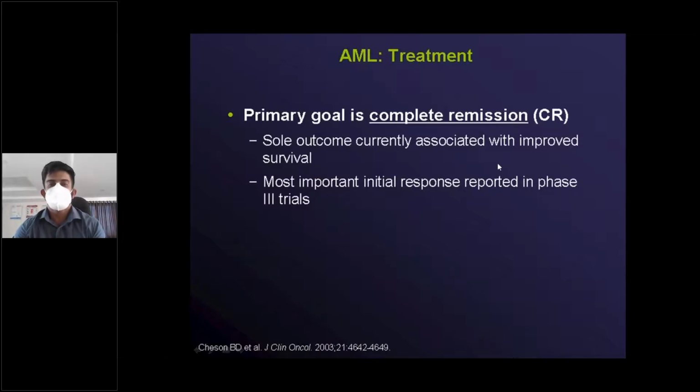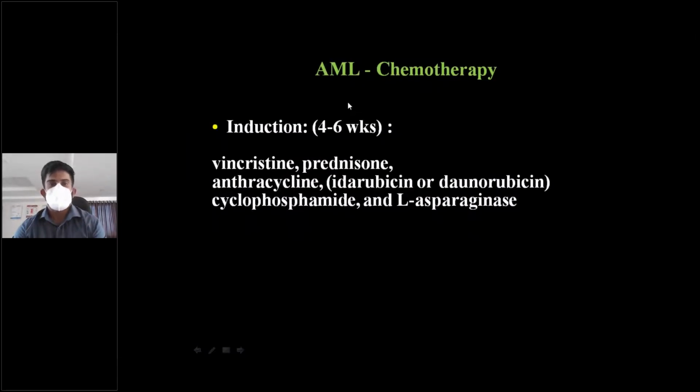Complete remission is necessary. It is the sole outcome currently associated with improved survival, and the most important initial response reported in phase 3 trials. So in phase 3 trials, complete remission has been achieved long back, obviously. And here we have the chemotherapy for AML. The induction is 4 to 6 weeks. Usually anthracycline, vincristine, prednisone, cyclophosphamide, L-asparaginase. A combination of two drugs is usually used. And usually cytarabine, which is not given here, is given in the next slide.